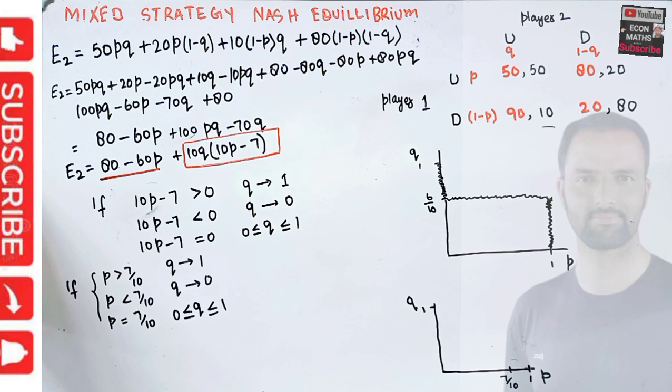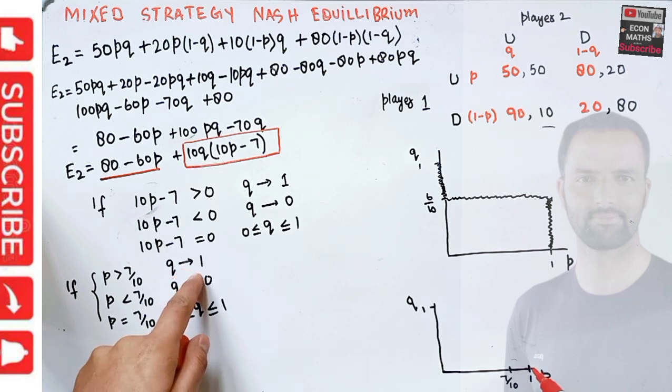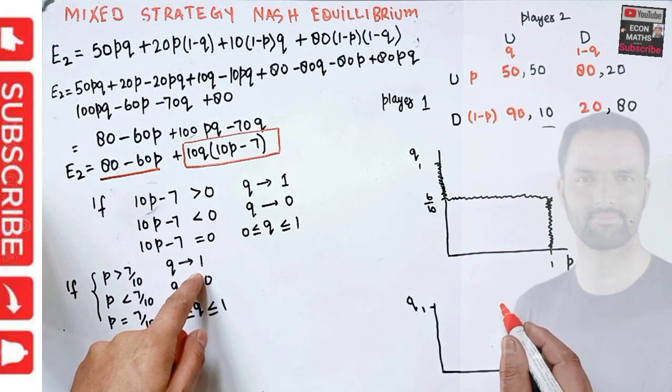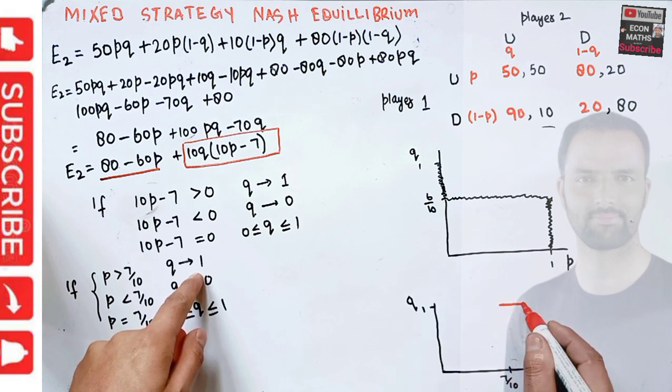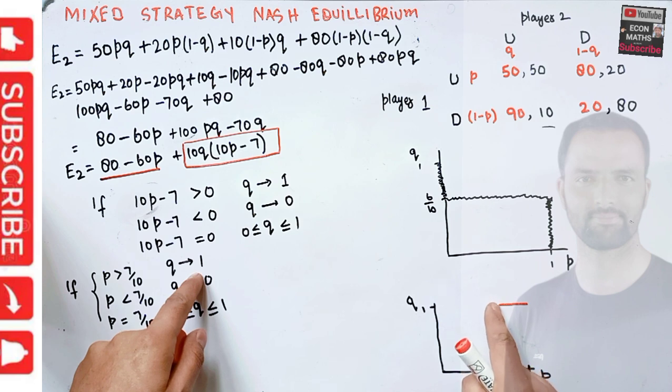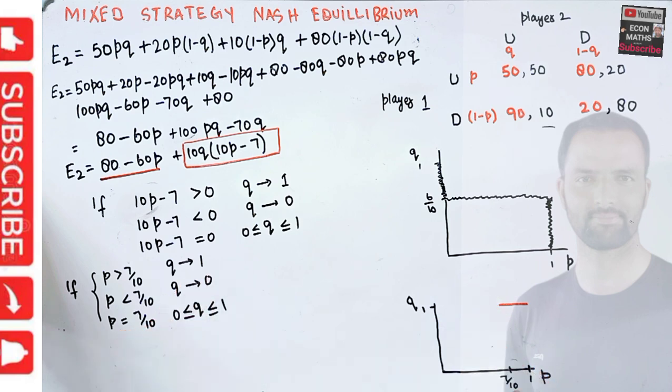Now what is here? Whenever P is greater than 7 upon 10, player 2 is playing Q with probability 1. That means player 2 will choose to play in this space because Q is equal to 1 whenever we have P greater than 7 upon 10.